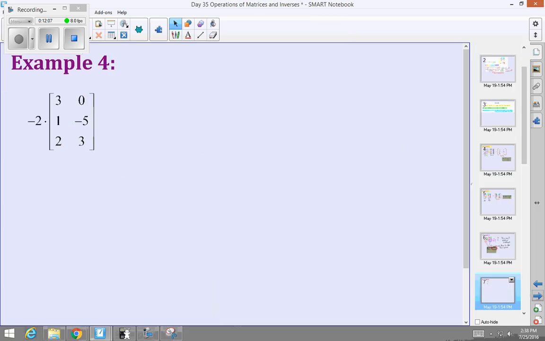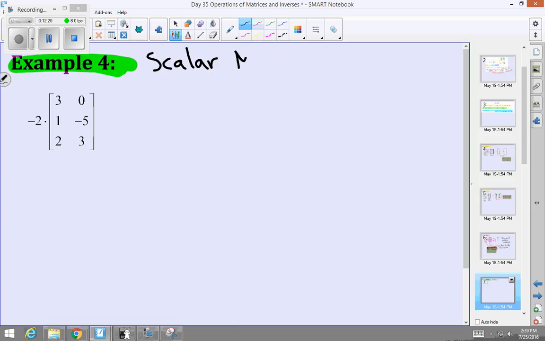Okay? All right, let's look at this next one. So this is going to be the green style, which is called scalar multiplication. So scalar matrix multiplication.